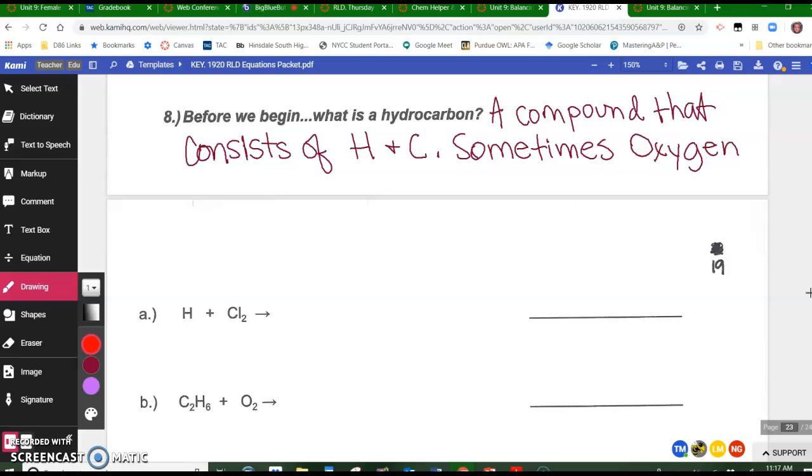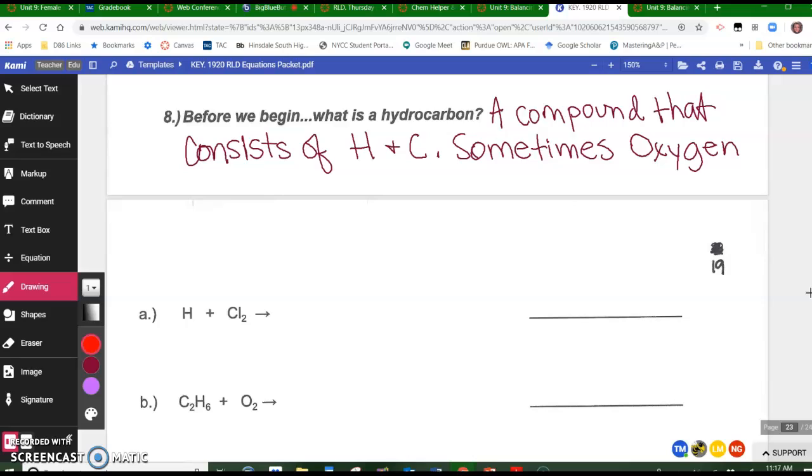All right, so let's look at our very first equation. Like I said, I gave you the reactants, and you have to tell me what the reactants are going to make. So the first thing that I need to do whenever I'm predicting products is decide what kind of reaction I am looking at here.